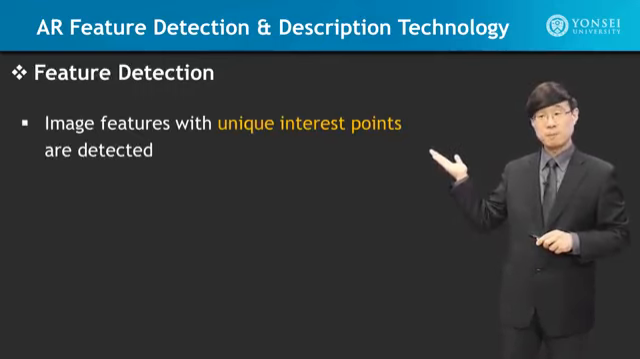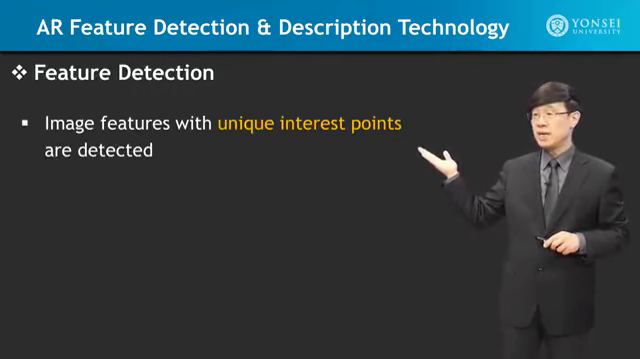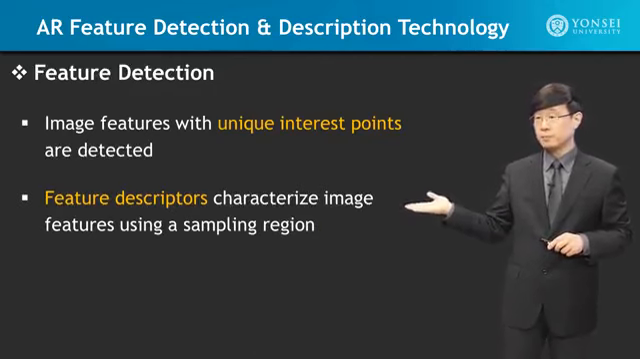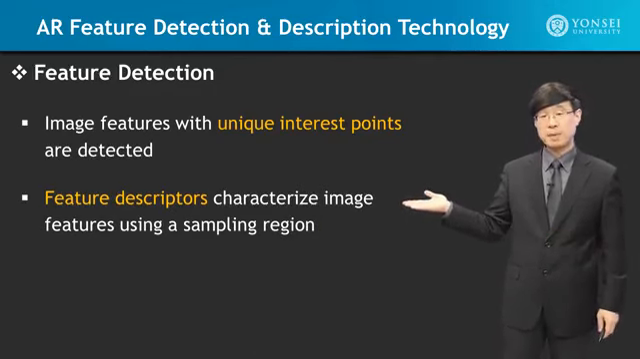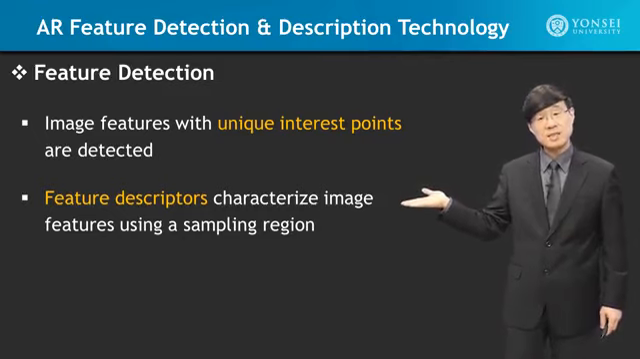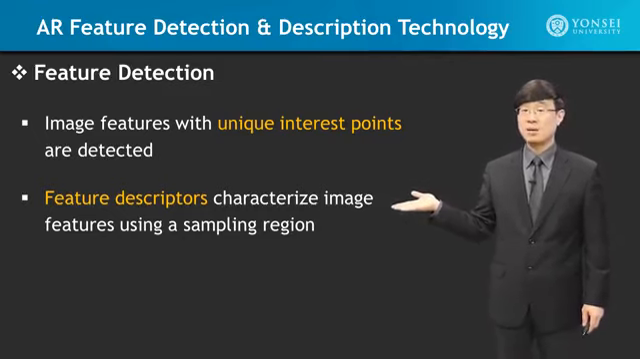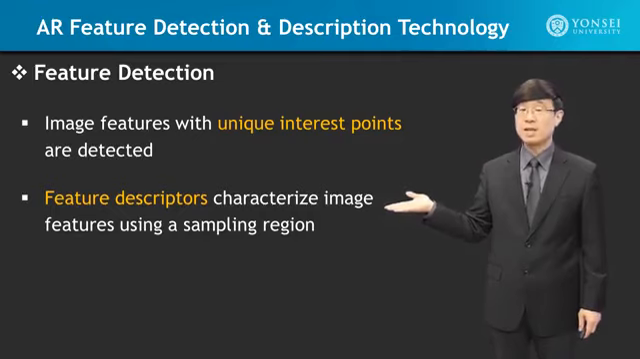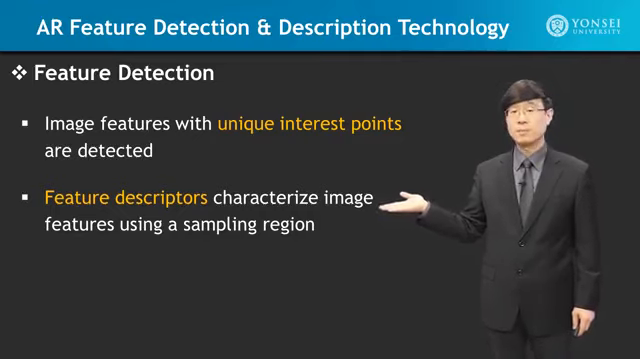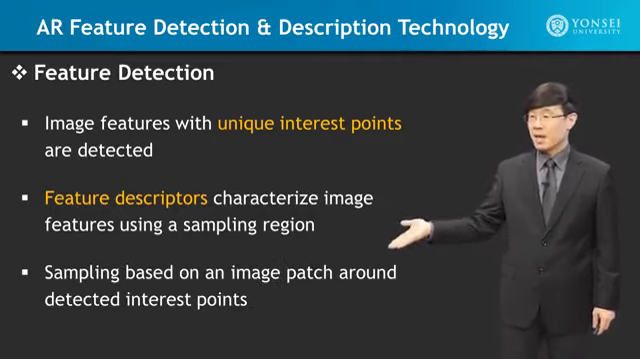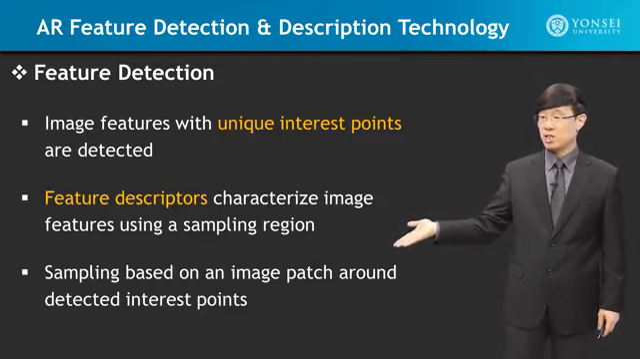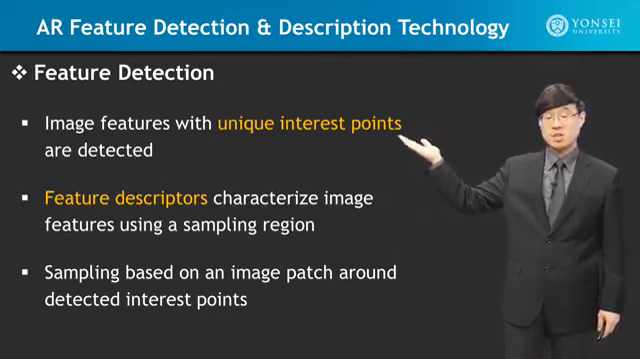Feature detection. Image features with unique interest points are detected. Feature descriptors characterize image features using a sampling region. Exactly how is this done? Well, we will talk about this in further detail in this lecture and the following lectures, so hang in there. Sampling based on an image patch around detected interest points is where the feature detection engine works most.